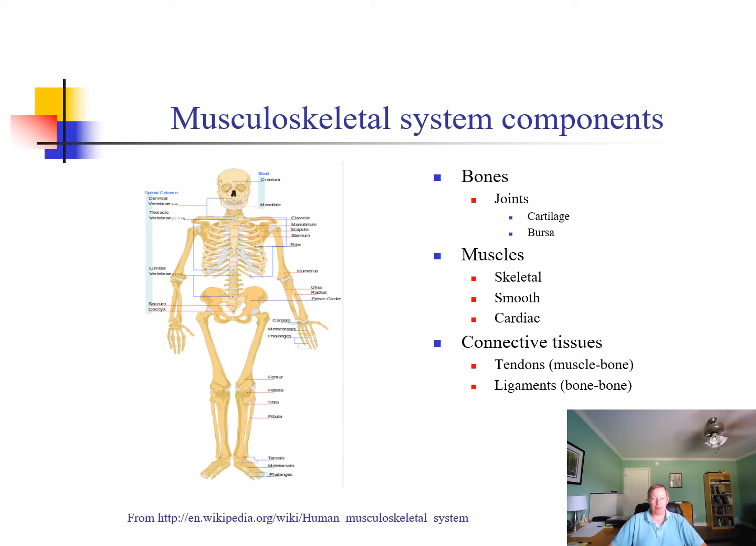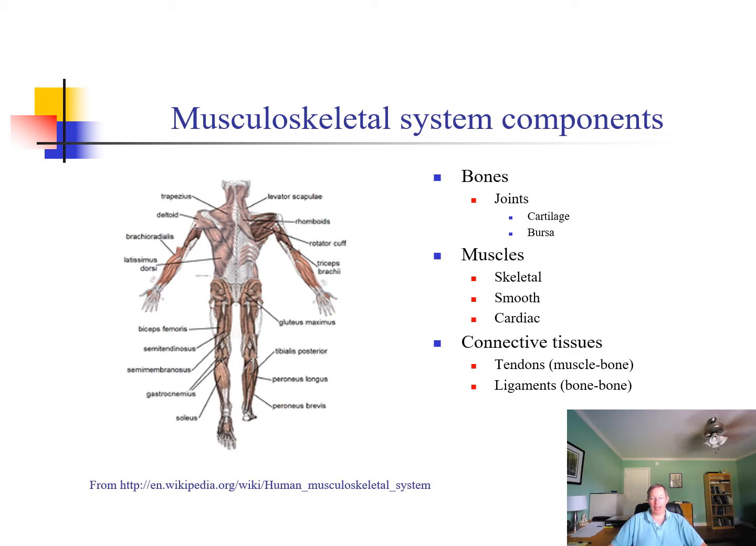Now, I also have muscles, although in the musculoskeletal system, I'm only talking about skeletal muscle. I'll talk about smooth and cardiac muscles when we talk about the gastrointestinal tract as well as the heart. I have connections between muscles and bones. Those are called tendons, and connections between bones, and those are ligaments.